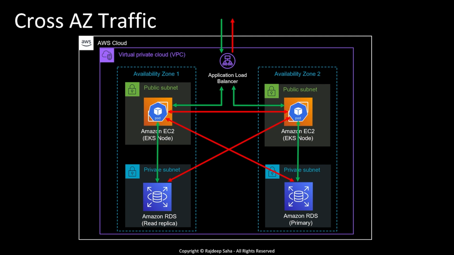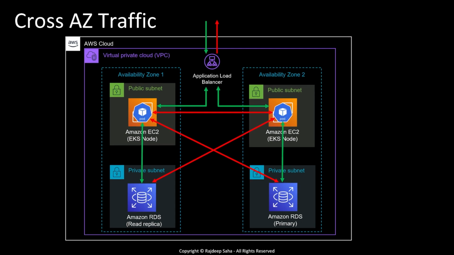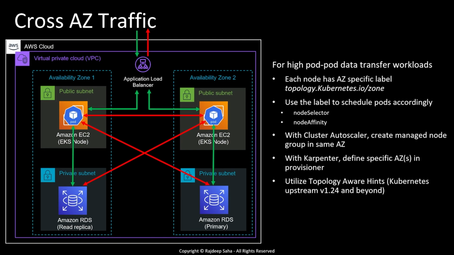So this is important, especially the red arrows. If you have a chatty workload or analytics workload, or if you have a service mesh running, there could be a lot of cross availability zone traffic, and they will show up in the bill. So how would you reduce that? For high pod-to-pod data transfer workloads, utilize the availability zone specific label.